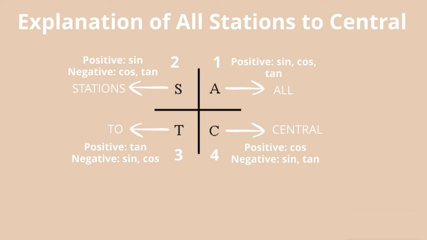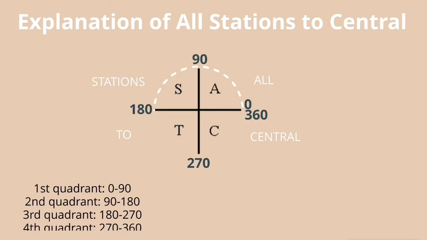These letters tell you which trig functions are positive in the quadrants. In the first quadrant, all trig functions are positive. In the second quadrant, the letter S tells us only sine is positive. In the third quadrant, T tells us only tan is positive. In the fourth quadrant, the letter C tells us only cos is positive.